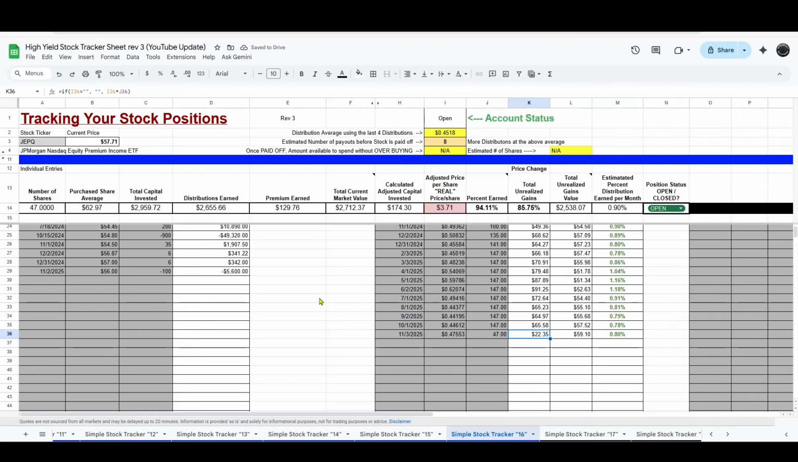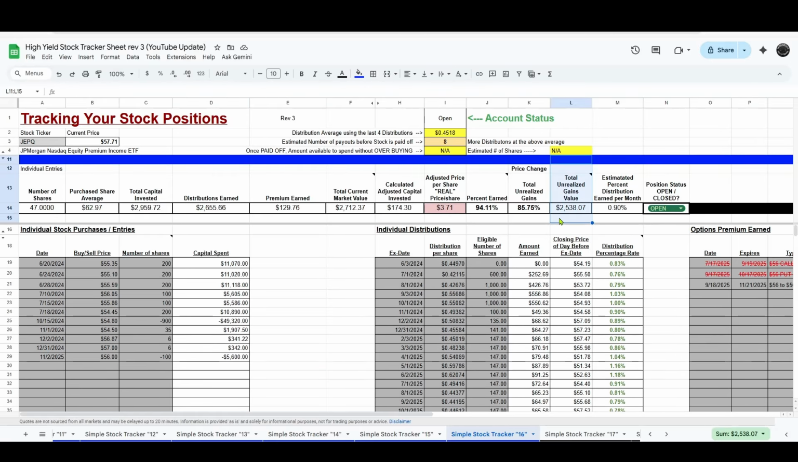So at 47 shares, my real price per share of $4.18 now becomes $3.71. Love it. So as you can see, if I were to sell out of JEPQ at the current moment, I would make $2,500. Really not too bad. I'll take that. That's more than I had before. I am getting my capital paid back to me. And once it's all paid back, then I'm making money.